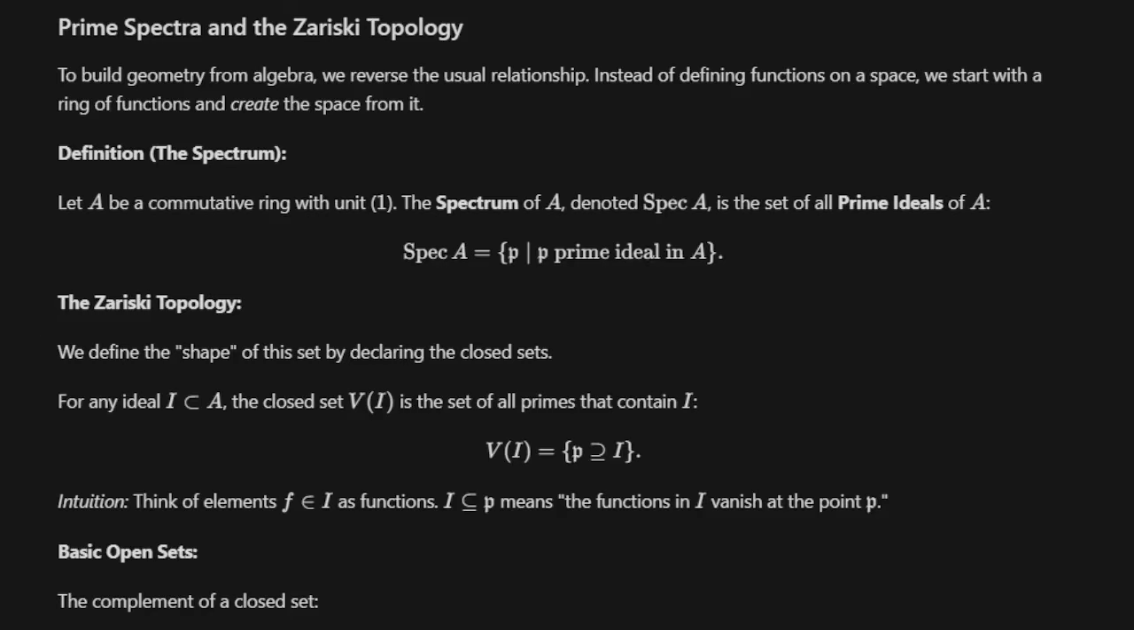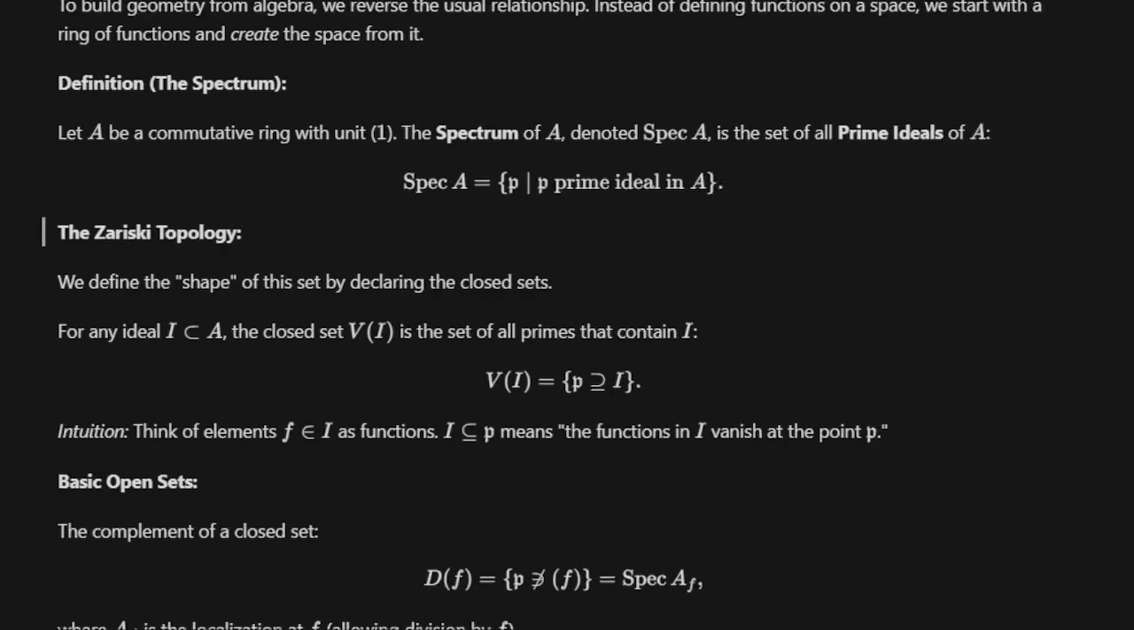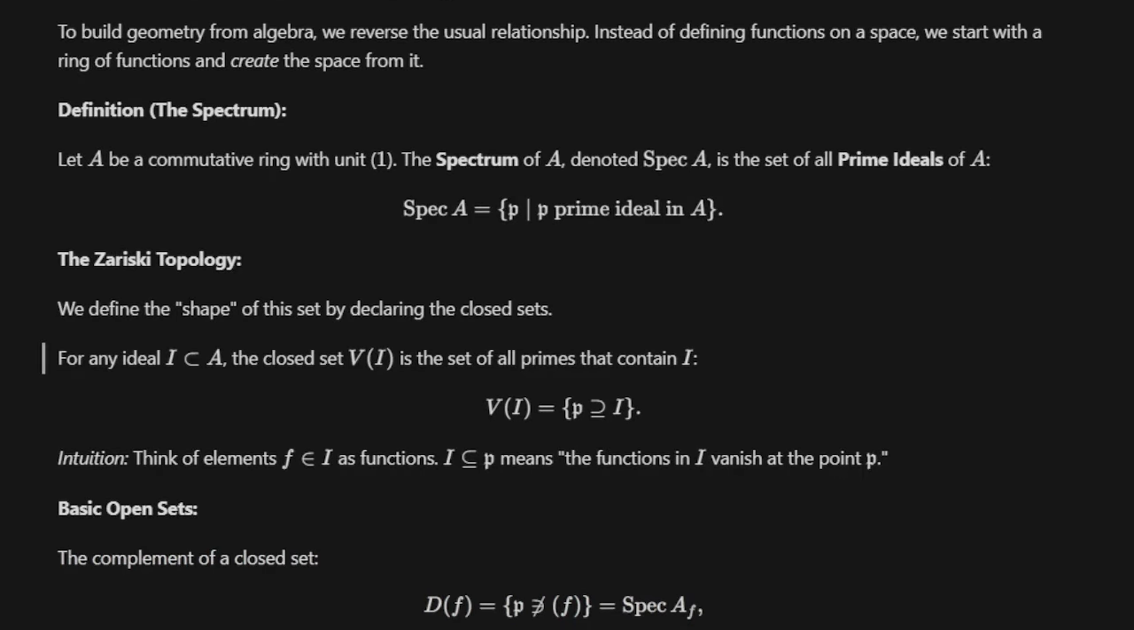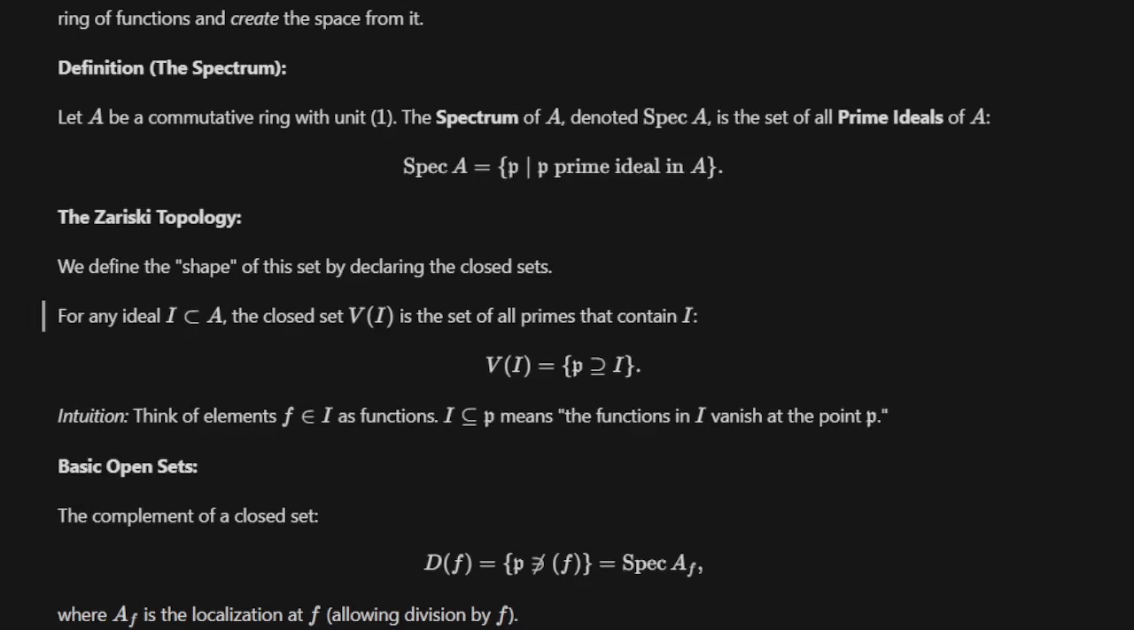Okay? Why prime ideals? Because in classical geometry, a point is where functions vanish. So if we have some f(a) = 0, then f belongs to the kernel of the evaluation map. And that kernel is a maximal ideal. But Grothendieck went further. He included all prime ideals. And so, again, redefining the shape of this set, we can declare closed sets V(I) for any ideal I within this commutative ring with unit 1.